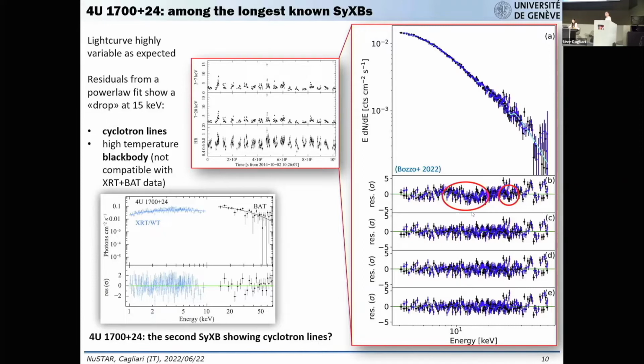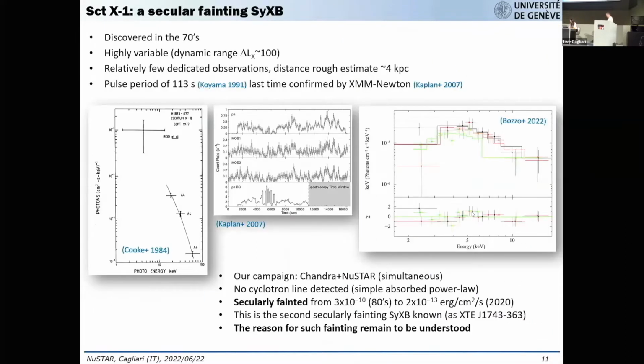Here, there is no evidence of such a black body. The full spectrum is fit by simply using a cutoff power law. Unfortunately, you cannot see the cyclotron line because there is a gap in the data exactly where the cyclotron line should be, but it is most likely telling you that the cyclotron line interpretation is the correct one. So definitely, since this is the second symbiotic X-ray binary with this feature, we aim at obtaining further observations to confirm this detection. Third and last system, and then I conclude.